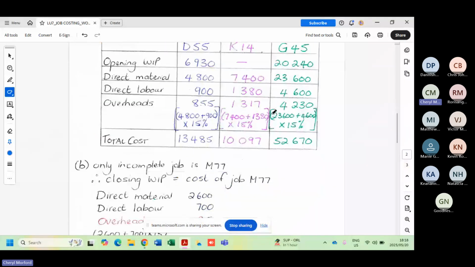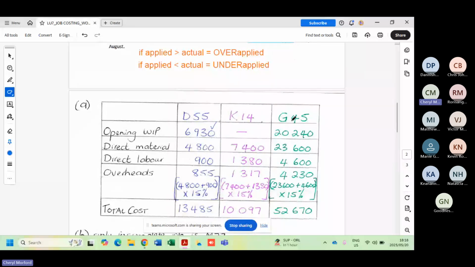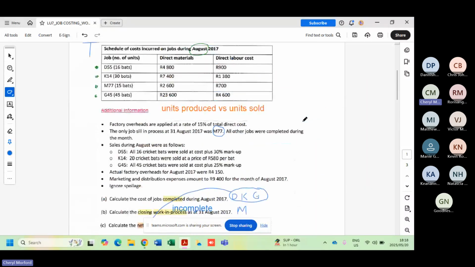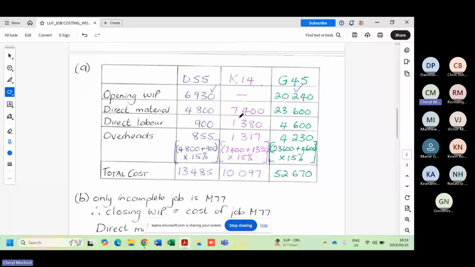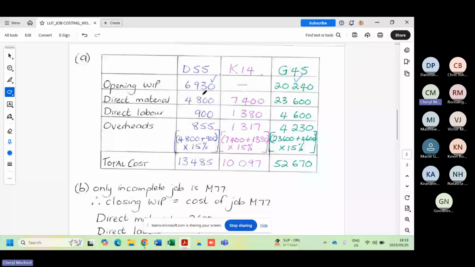So here's how we start. K didn't have any costs carried forward, so we leave it. Then we're going to come to the costs incurred during August, and we're going to look at D. So the materials is 48, and the labor is 900. So let's deal with that. There is the material, there's the labor.